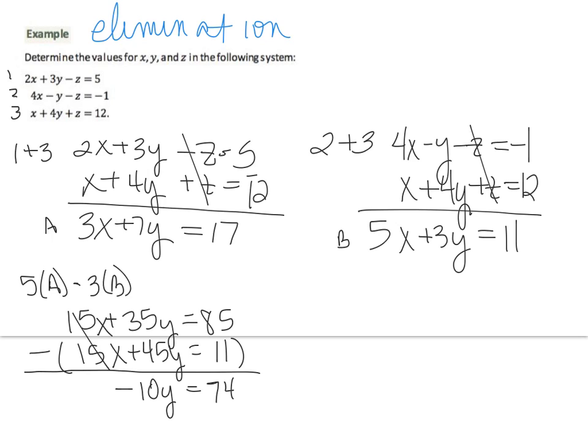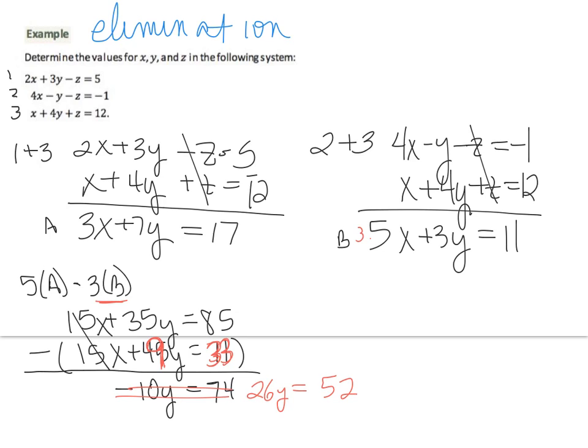I found my mistake. You guys probably already found my mistake. 3 times b. So 3 times b is 15 and 9. And then 3 times 11, I don't know what I was thinking here, is 33. See why it's so important to really be clear when you show your work. I have 35 minus 9 is 26y, and 85 minus 33 is 52. That's better.